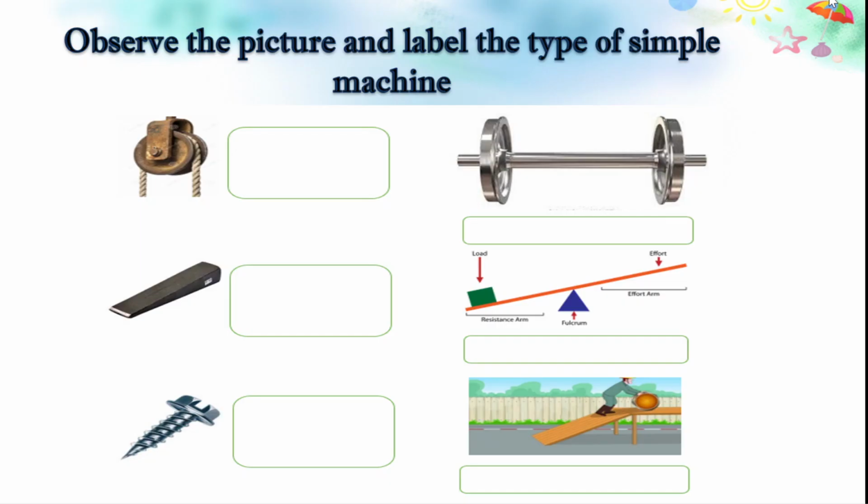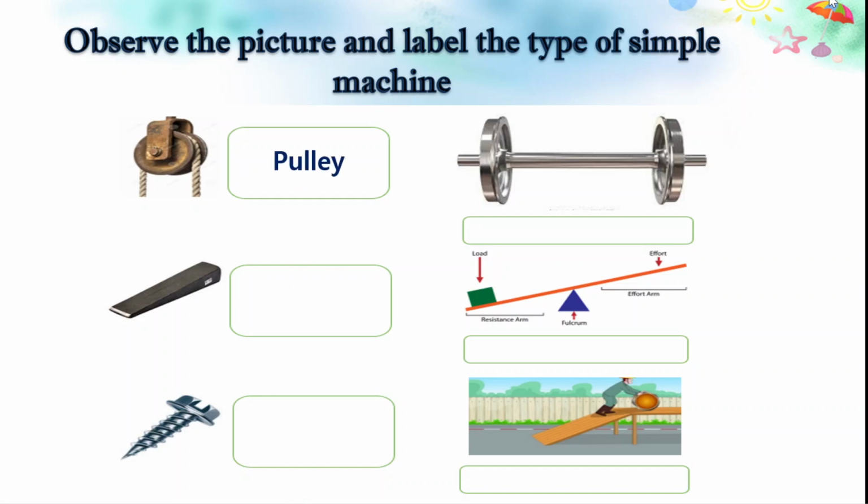So in this picture, you just observe the picture and label the types of simple machines. Already you have learned about the simple machines in your lower classes. So the first one, what is that? Yes, it consists of a wheel with a groove and a rope is passing through the wheel. Therefore, it is nothing but a pulley.